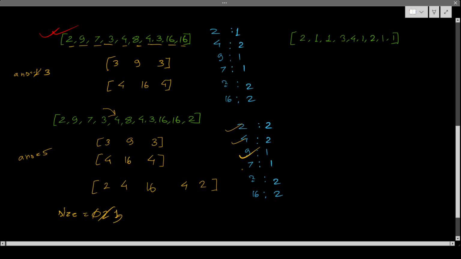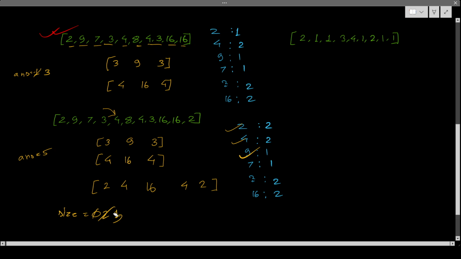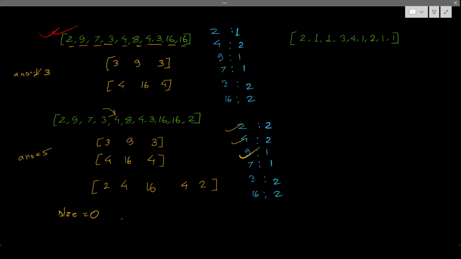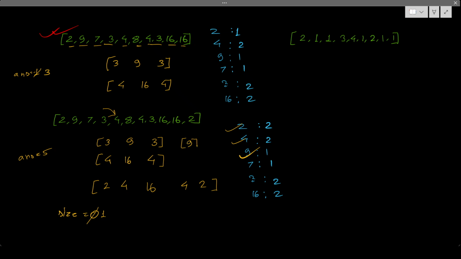So the size becomes 3 here. But for the earlier case the length was 5, so my answer is the length of 5. The current size is only the current answer. So after that, for 9, the size will start with 0. I check whether 9 is present twice or not. If it is not present twice, then I will simply increase the size by 1. Why increase the size by 1? Because, as I told you, 9 could be a subset by itself, maintaining the characteristic. So the size will be 1.